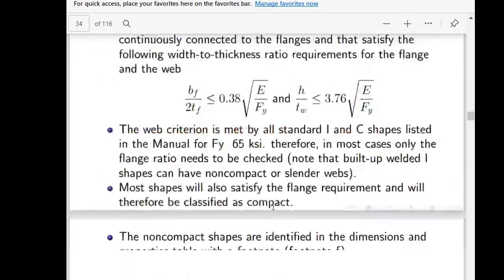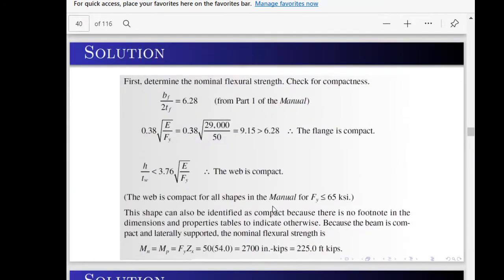So, then get this value, then compare. The answer for this one is 9.58, which is greater than 6.28. So meaning the flange is compact, no? And for the web, also compact. So try to solve this one.